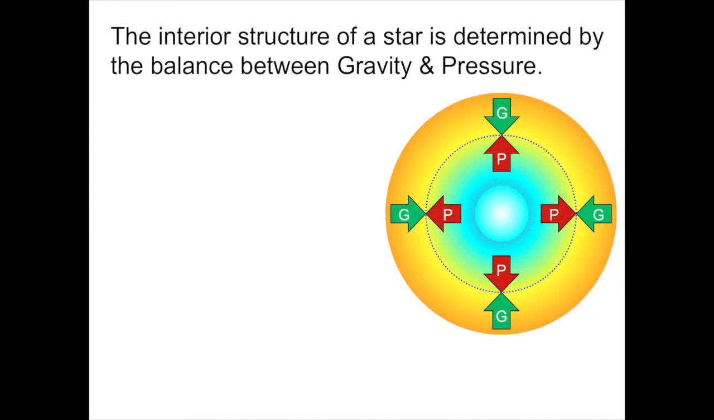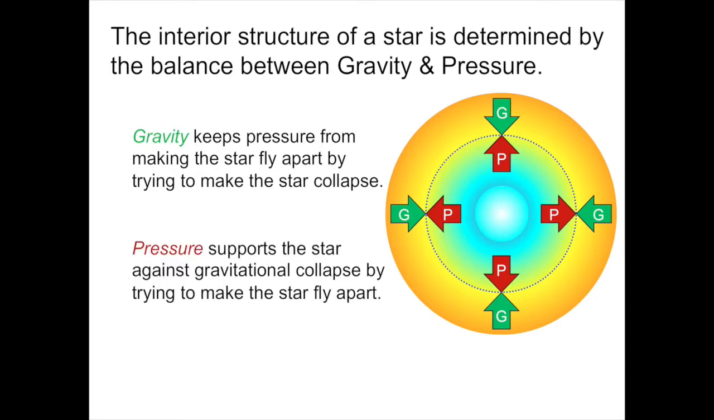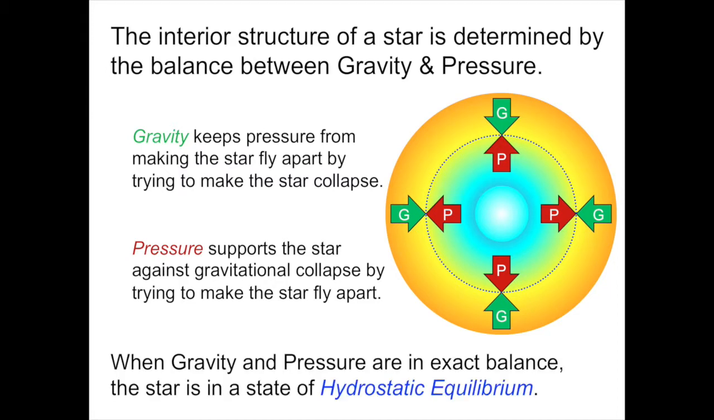Recall from a previous lecture, the interior structure of a star, and the sun is a star, is determined by the balance between gravity and pressure. Gravity keeps pressure from making the star fly apart by trying to make the star collapse in upon itself, make it contract and get smaller. Pressure, on the other hand, works in the opposite direction. It supports the star against gravitational collapse by trying to make the star fly apart. When gravity and pressure are in exact balance, we say that the star is in a state of hydrostatic equilibrium.